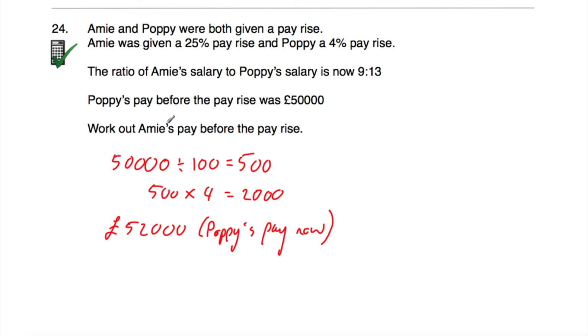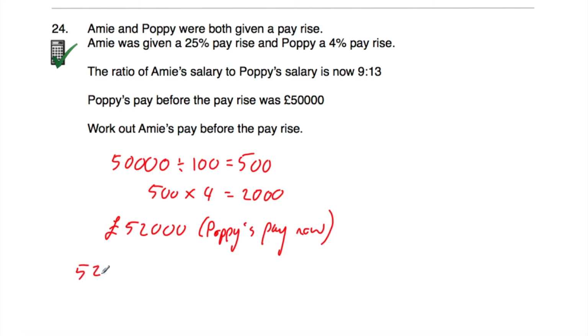Now the question wants us to work out how much money Amy's paid before the pay rise. Well, let's find out how much money Amy's paid now, because we now know that the ratio of Amy's salary to Poppy's salary is 9 to 13. So if we know that Poppy's pay is now £52,000, we can divide that by 13 and then times that by 9 to find Amy's current pay.